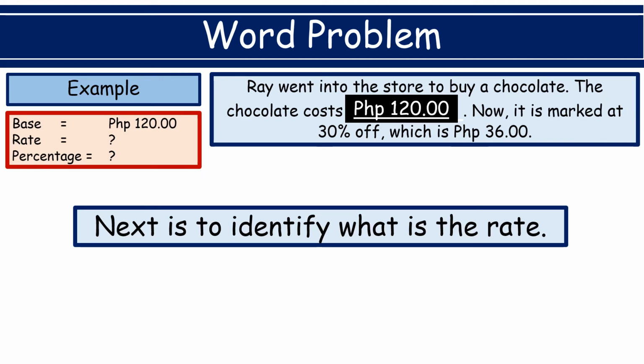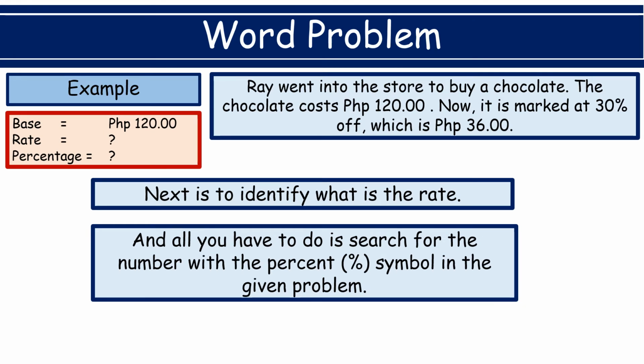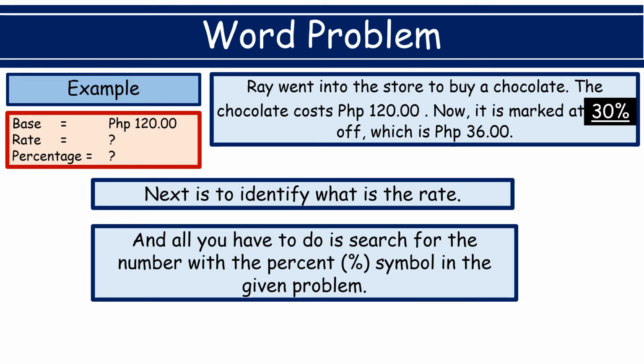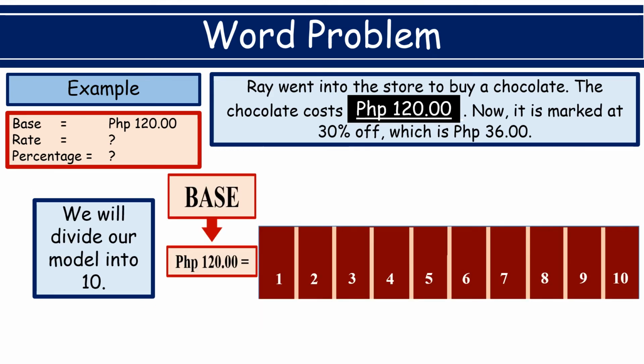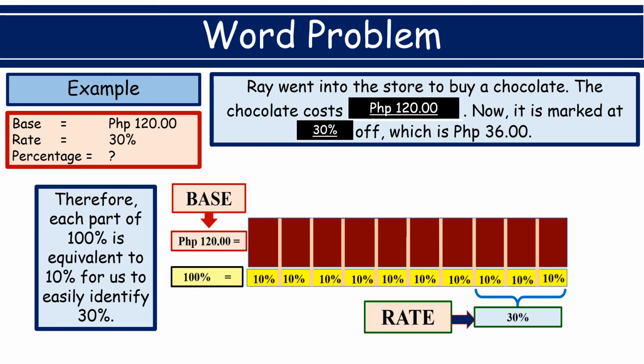Next is to identify what is the rate. All you have to do is search for the number with the percent symbol in the given problem. There it is. Our rate is 30%. Next is to figure out our rate by using a bar model. We will divide our model into 10 parts. Therefore, each part of 100% is equivalent to 10% for us to easily identify 30%.